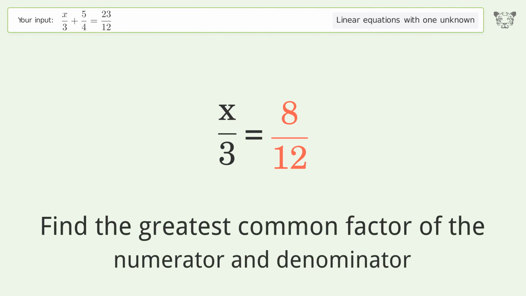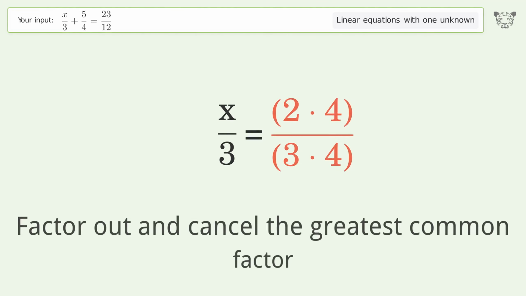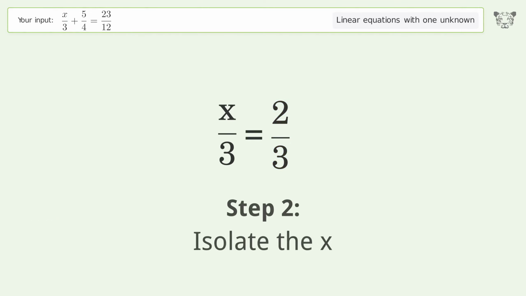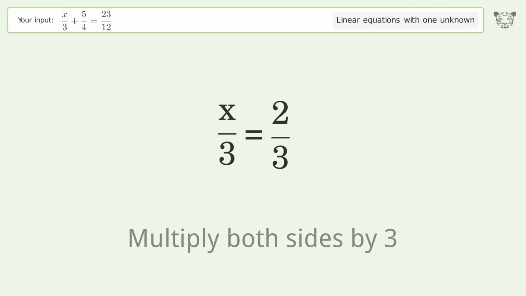Find the greatest common factor of the numerator and denominator. Factor out and cancel the greatest common factor. Isolate the x. Multiply both sides by 3.